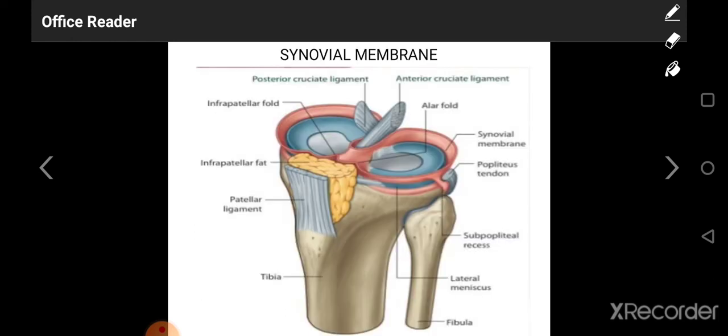So in this diagram we can see the reddish color area. This is depicting the synovial membrane. Here we can see the synovial membrane is lying on the internal surface of the fibrous capsule, and the cruciate ligaments are outside the synovial membrane but inside the fibrous capsule.